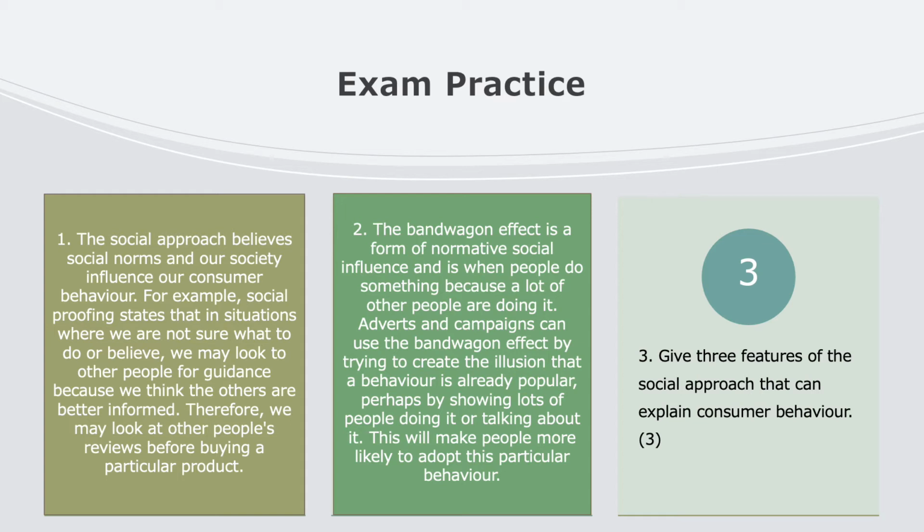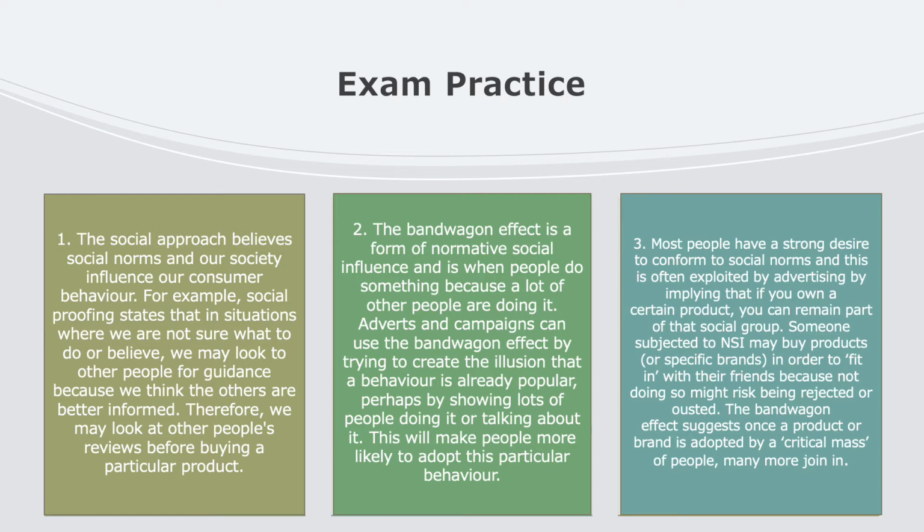And then question 3 said, give 3 features of the social approach that can explain consumer behaviour. So you could have talked about any of the ones that we spoke about last lesson. You could have talked about social norms, social proofing, normative social influence, or the bandwagon effect. I've put, most people have a strong desire to conform to social norms, and this is often exploited by advertising by implying that if you own a certain product, you can remain part of that social group. Remembering to link it back to consumer behaviour. Everything that you say should link back to consumer behaviour.